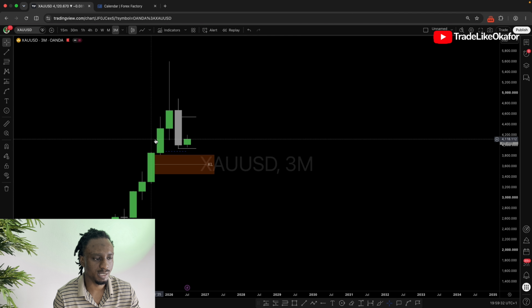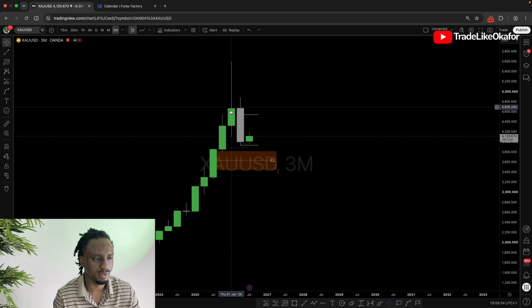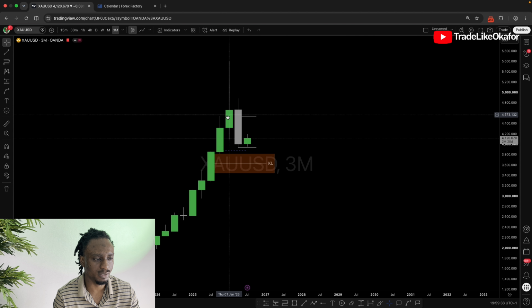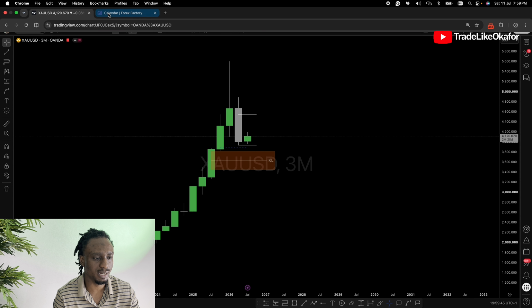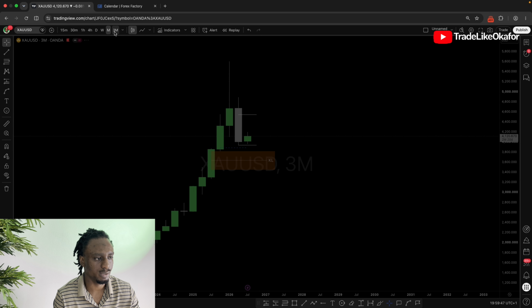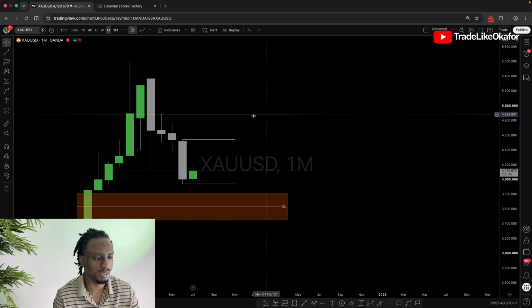And if we zoom in clearly, you can see how this market rejected, right? Swept the low of this candle wick. And after that, the next candle is an inside bar. So we might not see it clearly on this 3 months. Then we drop down to monthly time frame.